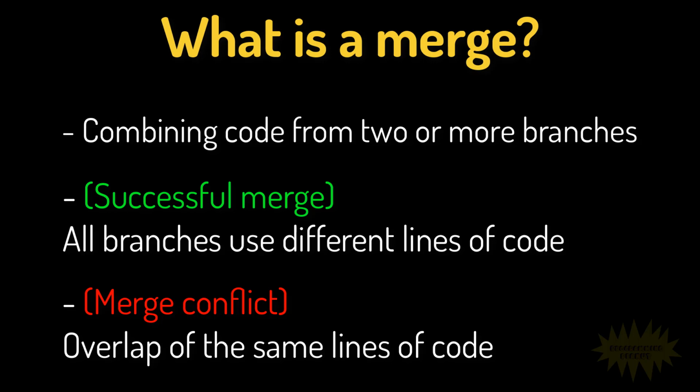And this is because Git doesn't really know which code you want. Do you want the code from the branch that you're currently on? Or do you want the code from the branch that you're trying to bring in? Or maybe a combination of both. So you need to tell Git which changes or which code it is that you want. And we'll go over how to fix those merge conflicts in this video.